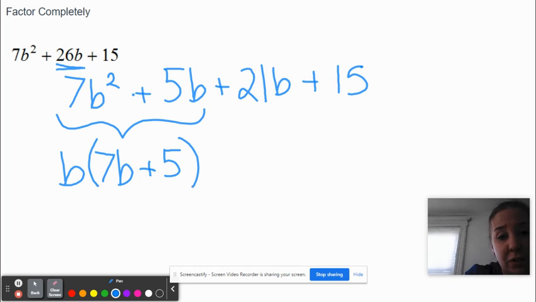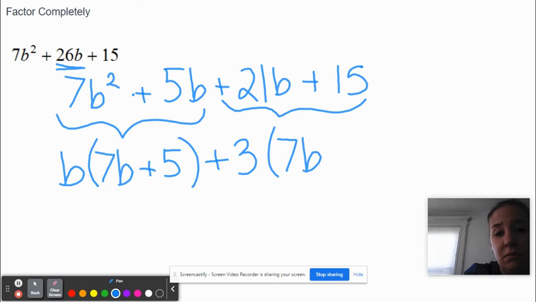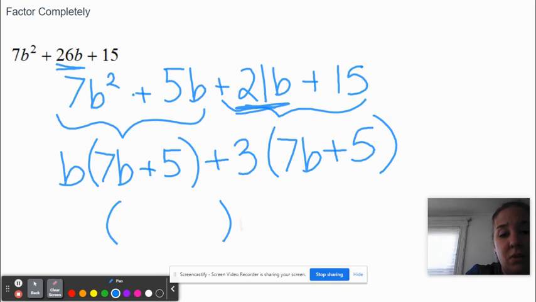All right, I factored the first portion. Let's do this. What goes into 21 and 15? Your answer is 3. Okay, what's left inside? 7b, right? Because 3 times 7b is 21b, plus 3 times what is 15? 3 times 5 is 15. Okay, so once you really get the hang of it, they go a little quicker. So 7b plus 5, and then my leftover, my b plus 3.